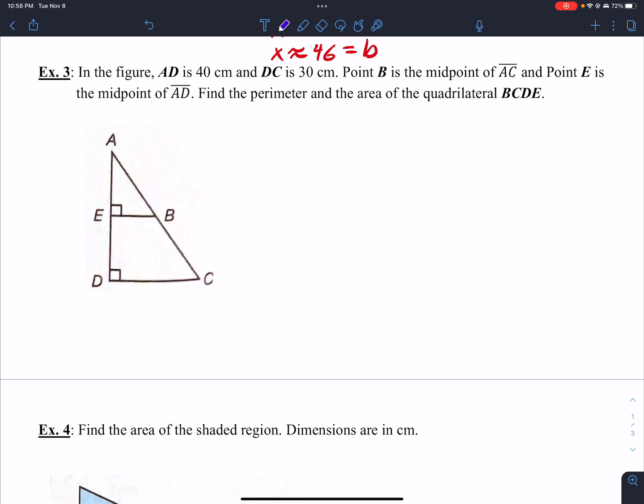It says in the figure, AD, which is this side right here, is measured at 40 centimeters. And then they tell us that DC is measured at 30 centimeters, so that's this side here. And they tell us point B is in the middle of AC, right? It's the midpoint of AC, so it's got to be right dead in the center of this line segment, which means that this segment and this segment have to have the same size. And then we're told that point E is in the middle of AD, that line segment, which means this side and this side have to have the same size.